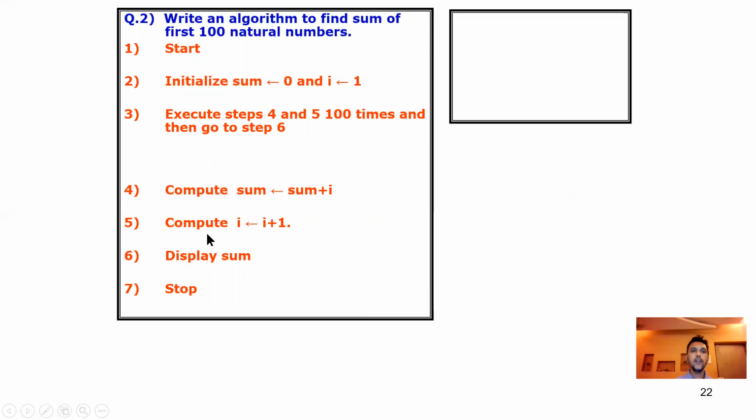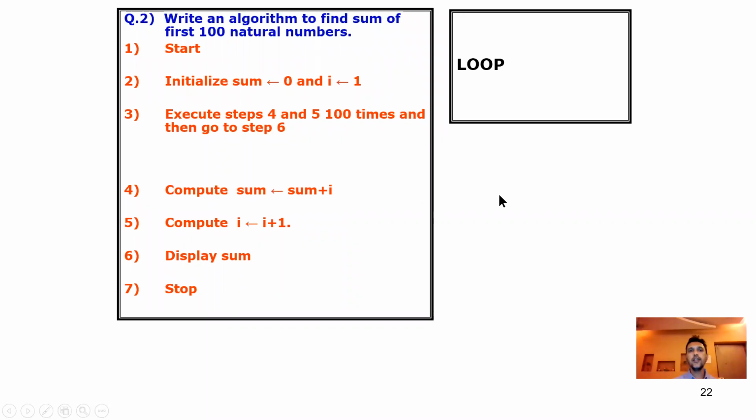So step number 3, 4, 5 together constitute a loop. Now, if you ask me to show a loop with a hand, I would say something like this. This is a loop, okay? The point I'm trying to make is whenever in a program something executes again and again multiple times, we call it a loop. So step number 3, 4, 5 together constitute one loop.